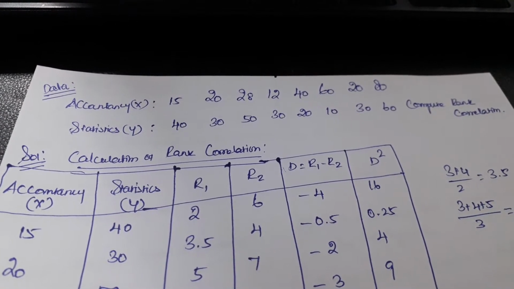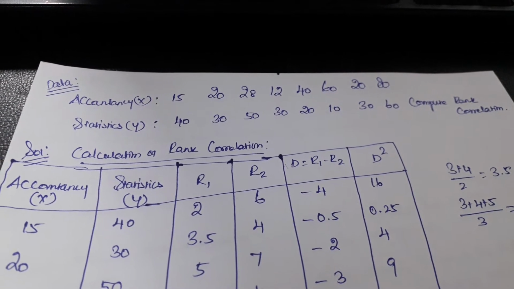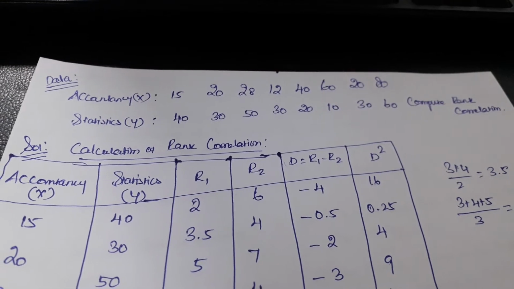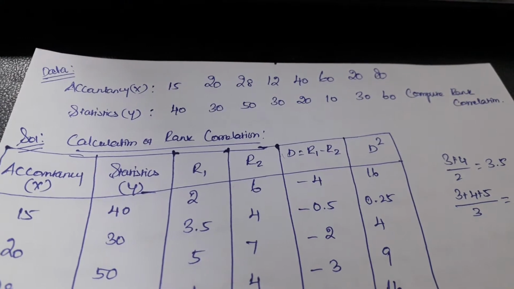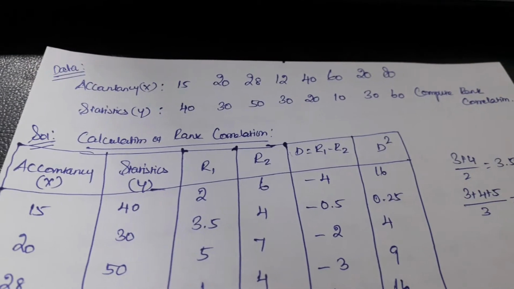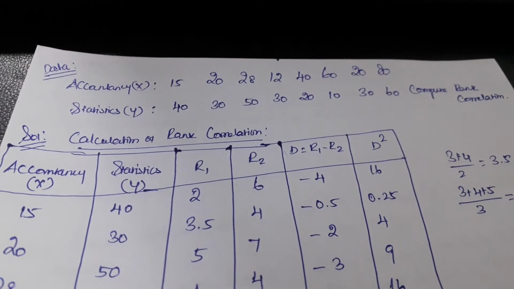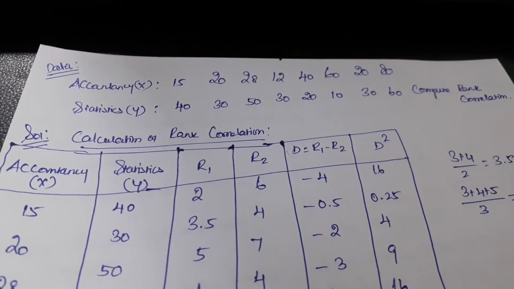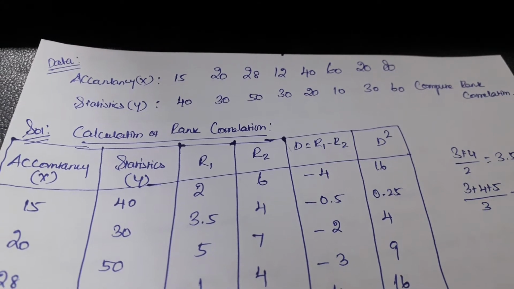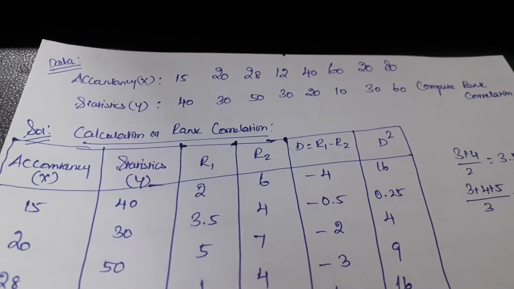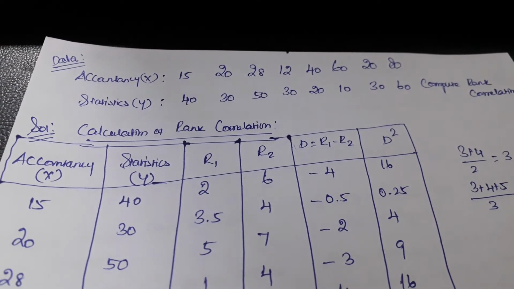This method is usually used to calculate qualitative data. If the data is given in quantitative terms, we need to apply Karl Pearson's method. But sometimes we get the data in qualitative terms. That time we need to apply the Spearman's rank correlation coefficient. The data is given here as per the accountancy and the statistics headings.